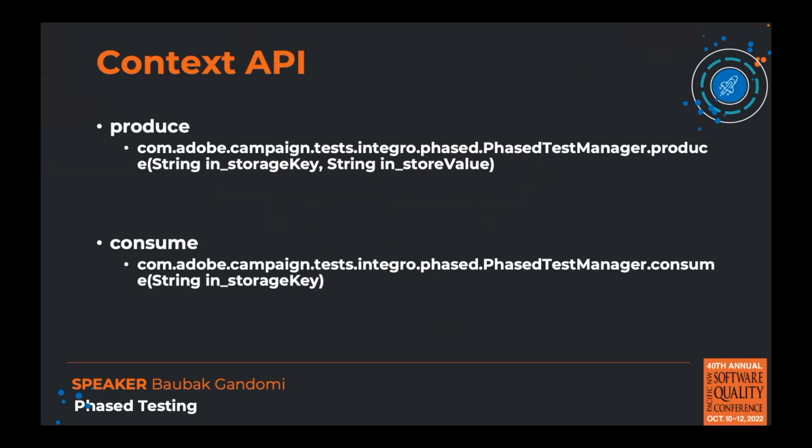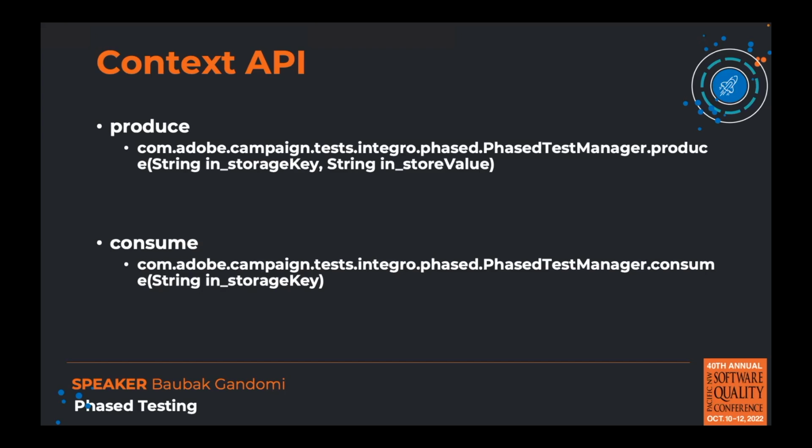When a step needs to store data for the following steps, it uses a produce. And when a step is reading data to be able to continue, it uses a consume.